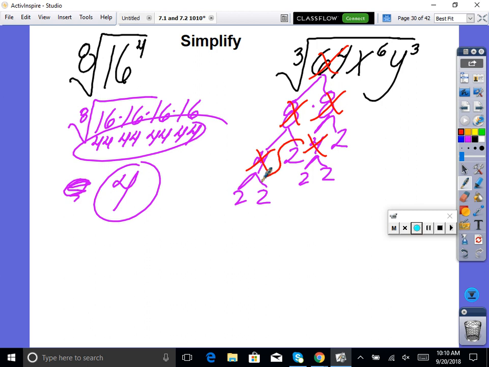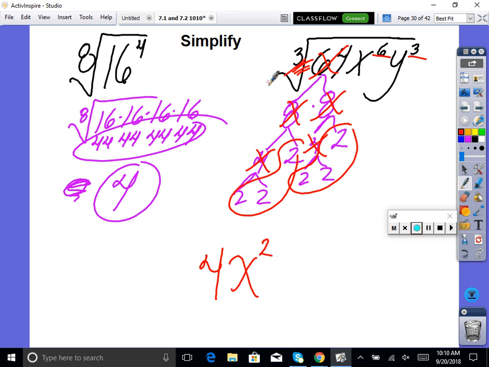Pulling out groups of 3. So we'll pull out a 2. We'll pull out a 2. 2 times 2 is 4. Now, how many groups of 3 are there in 6? 2. So you did 6 divided by 3, which came out perfectly, which was x squared. It was 2. 3 divided by 3 is 1. There's one group of 3, so y to the 1. Was there anything left underneath? Nope, so we're done.